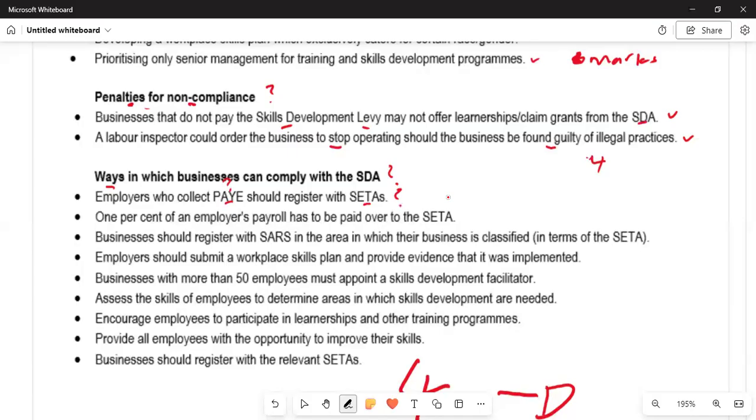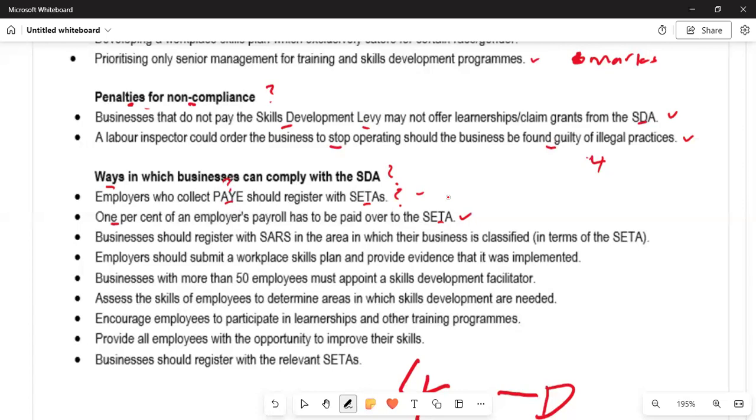1% of employees' payroll has to be paid over to the SETA. That is the levy that we have talked about. Organizations have to pay 1% of their payroll to SETAs. They have to pay that amount. In return, the SETA is going to give them what? The grants. Those grants given by SETAs are the ones that allow the business to do what? Training of the learnerships. That is very important.